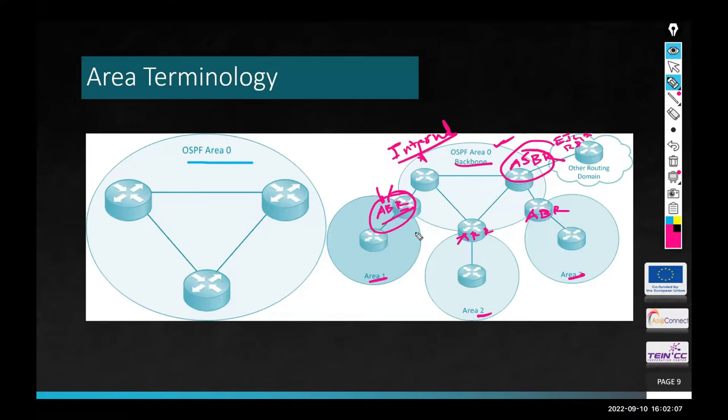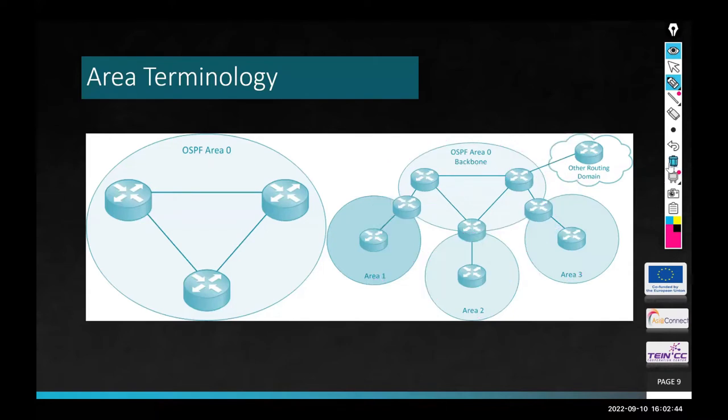And when we are connecting to other areas in OSPF, from area one to others, we have to connect via the backbone area. We cannot connect area one directly to other routing domains. We also have to connect from area one to area three via the backbone area. We cannot connect area one to area two, and area two to area three. We can't do that. So this is the area terminology. When we are working with areas, we have to consider these kinds of things.